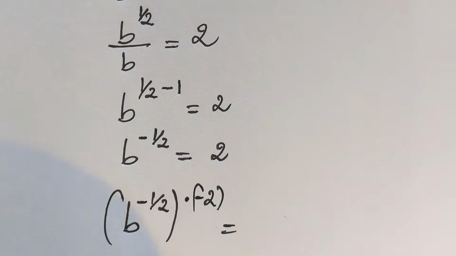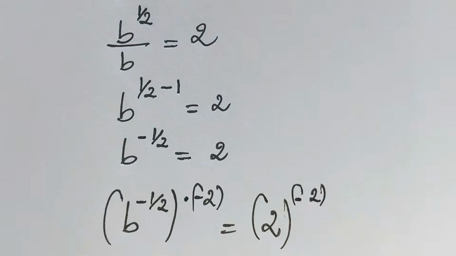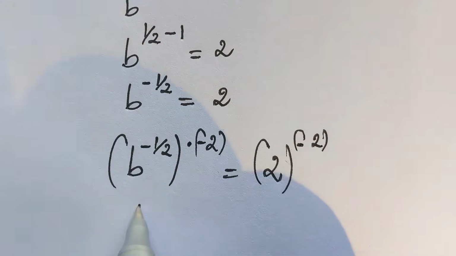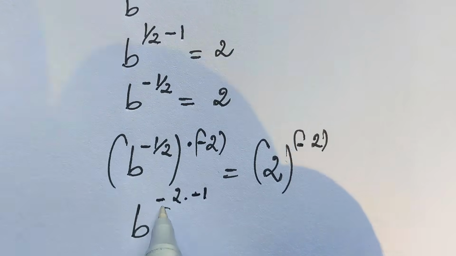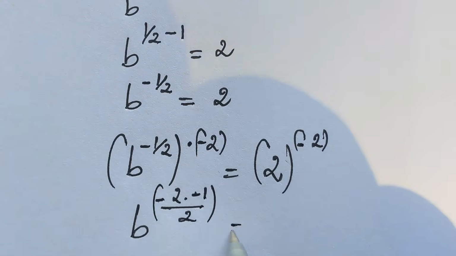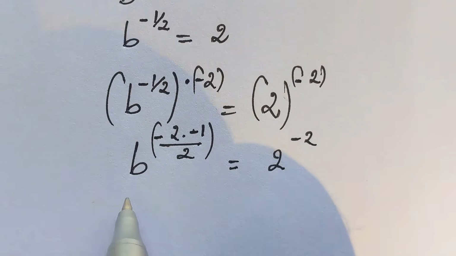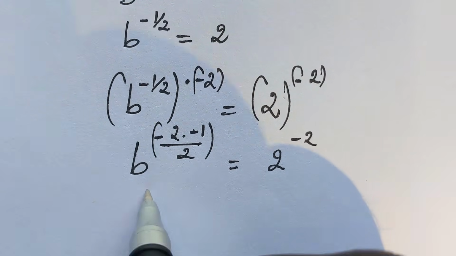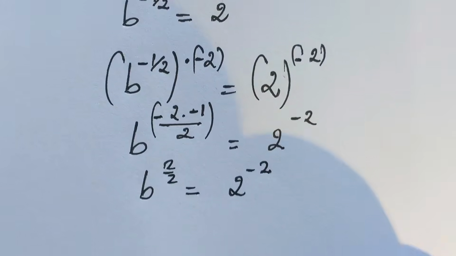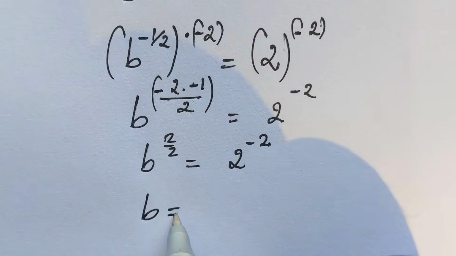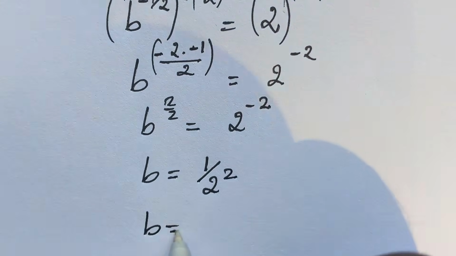And what you do on one side, you have to do on the other side: 2 power negative 2 at this stage. So we shall have b power negative 2 times negative 1 over 2, which equals 2 power negative 2. So we have b power 2 over 2, which equals 2 power negative 2. So our b will be 1 over 2 squared. b will be 1 over 4.